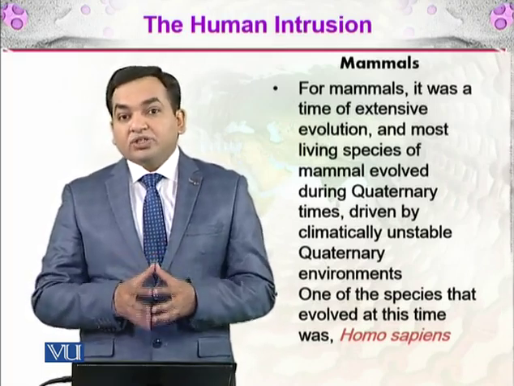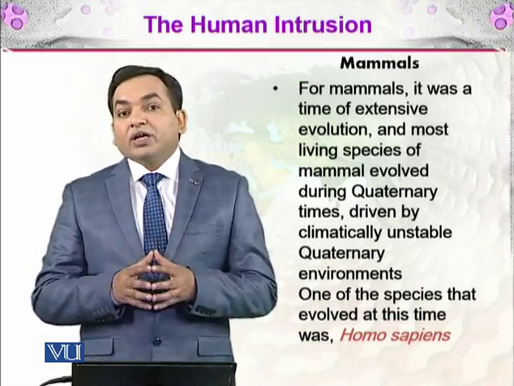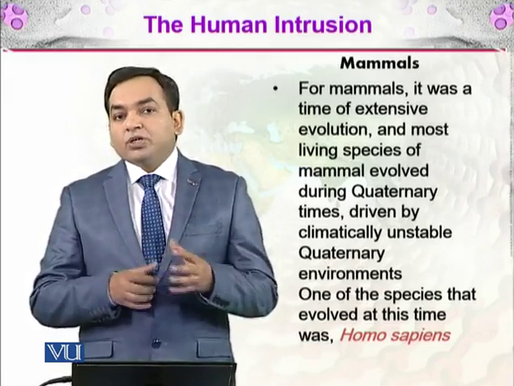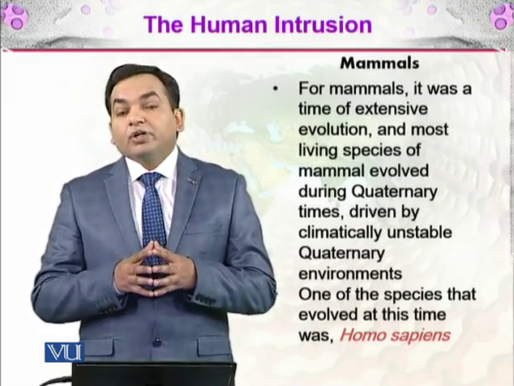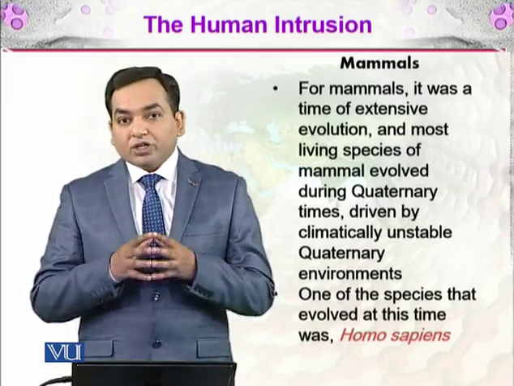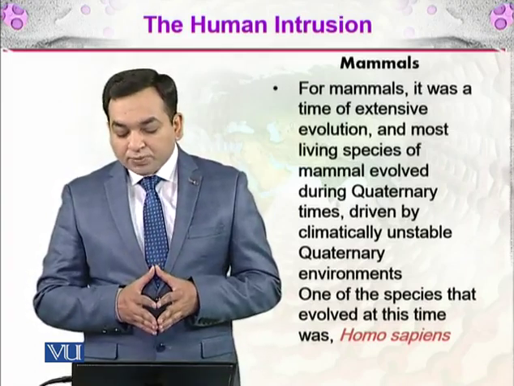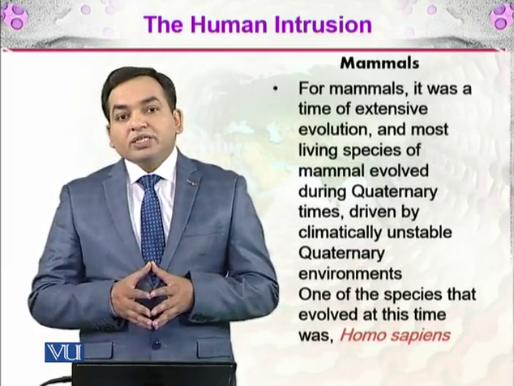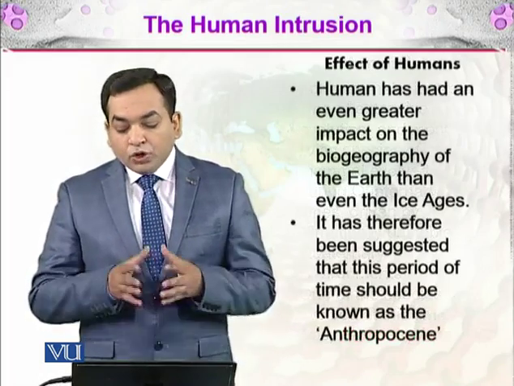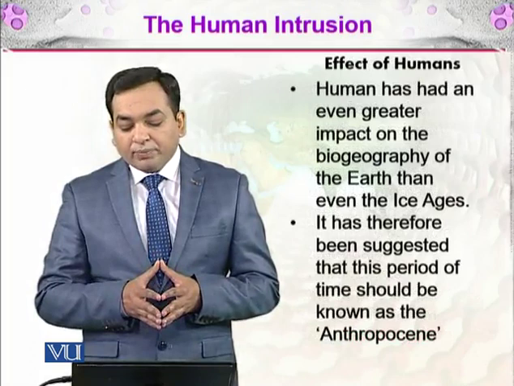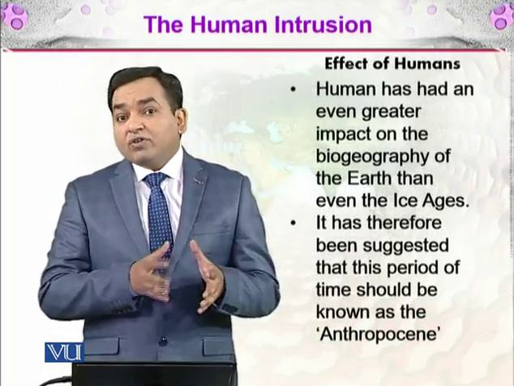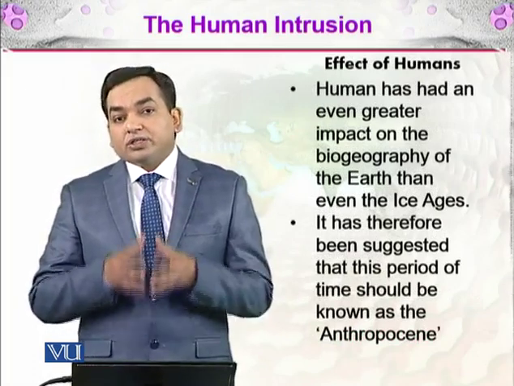When the climate is changing, it is constantly giving a selection pressure to the species or the population. In a population, when there is much more selection pressure, there will be more evolutionary processes, and this will result in further diversification of those organisms. One of the species that evolved at this time was Homo sapiens, the humans. Humans have had an even greater impact on the biogeography of the Earth than even the Ice Ages. So the Ice Ages haven't changed the Earth as much as humans have.